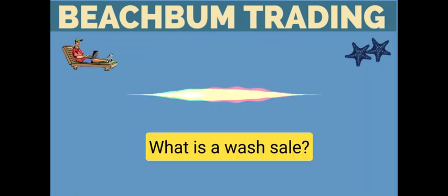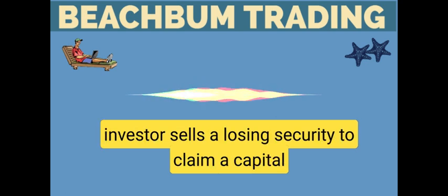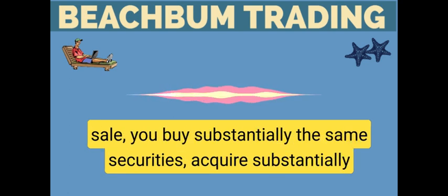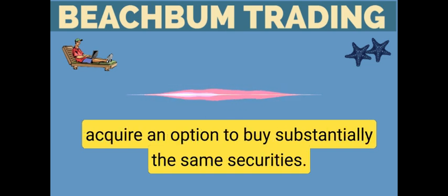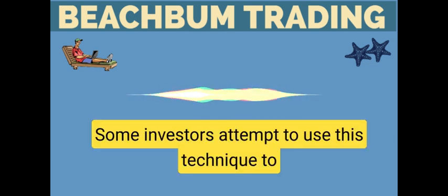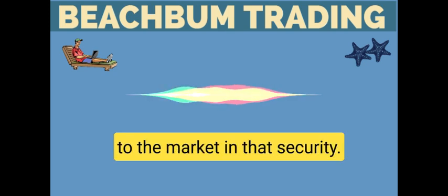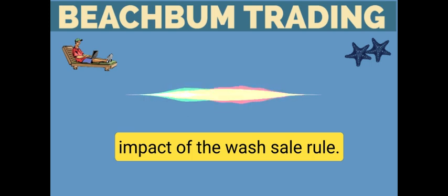What is a wash sale? A wash sale is a transaction in which an investor sells a losing security to claim a capital loss, and within 30 days before or after the sale you buy substantially the same securities, acquire substantially the same securities in a fully taxable trade, or acquire an option to buy substantially the same securities. Some investors attempt to use this technique to realize a tax loss without eliminating their exposure to the market in that security. There are legitimate ways to avoid the impact of the wash sale rule.